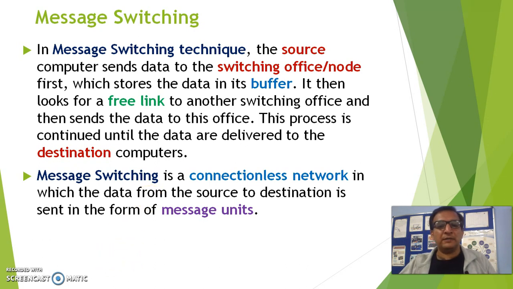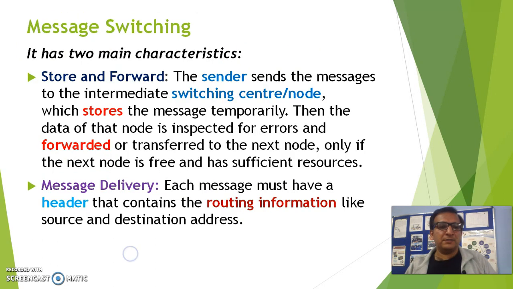So message switching is actually a connectionless network in which the data from the source to the destination is sent in the form of message units. It has two main characteristics. One important characteristic is store and forward. The sender sends the message to the intermediate switching center or node, which stores the message temporarily. Then the data at that node is inspected for errors, if any, and forwarded to the next node, only if the next node is free and has sufficient resources.